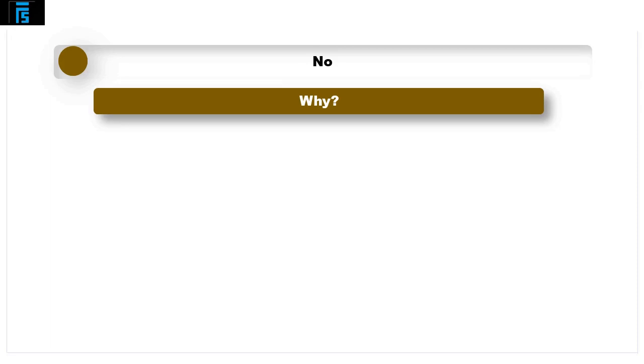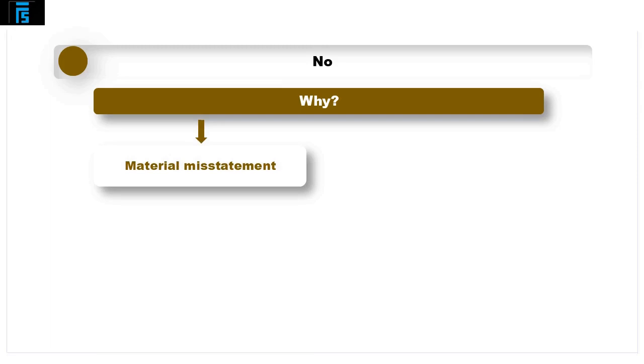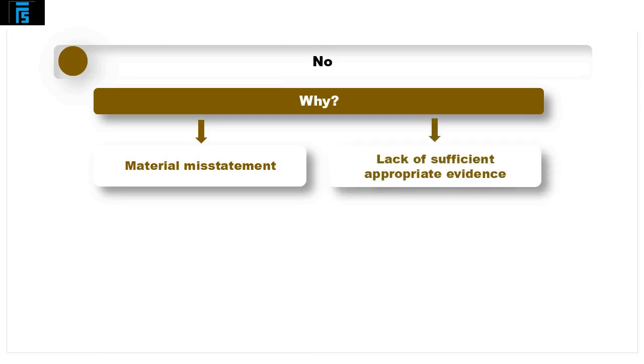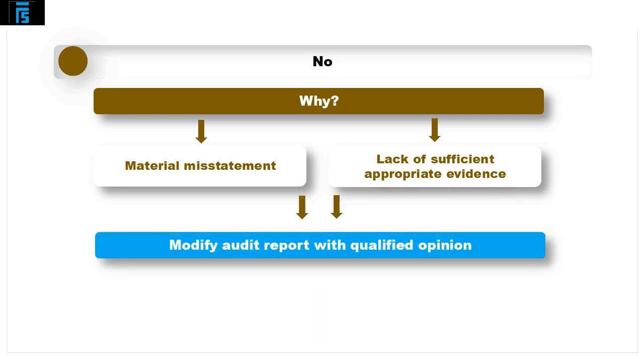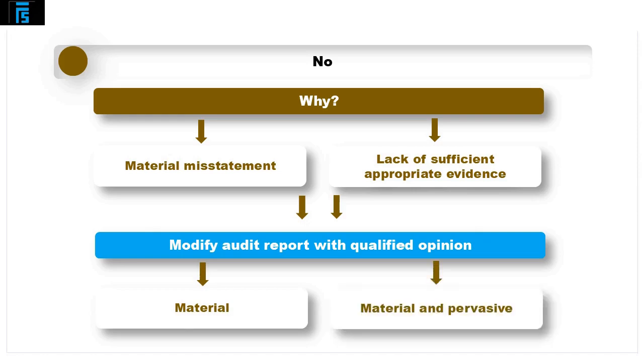Okay, going back to the audit partner. What happens if the audit firm have concluded that the financial statements are not true and fair? Well, next they need to ask themselves why. It will either be because there is a material misstatement still within the financial statements, or there is a lack of sufficient appropriate evidence obtained during the audit process. For each of these issues, the auditor must modify the audit report with what we call a qualified opinion. The auditor then needs to decide whether the matter is material or material and pervasive.